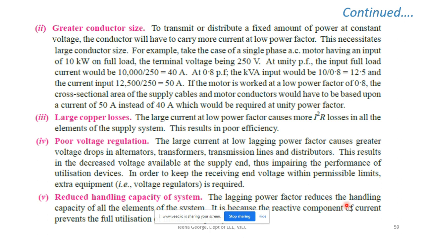Lagging power factor reduces handling capacity of the system because reactive component of current is increased, which cannot be used as actual output.